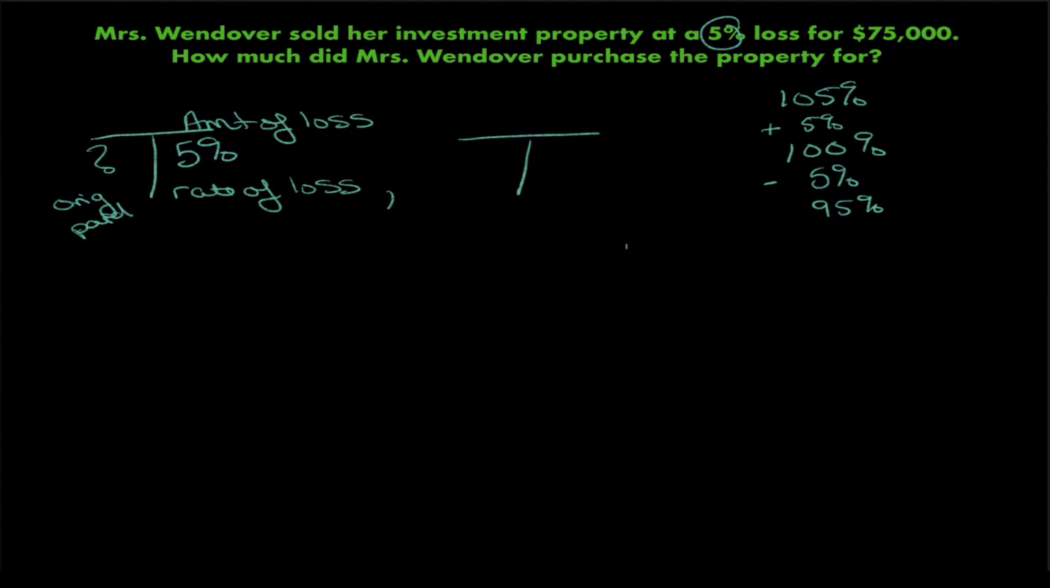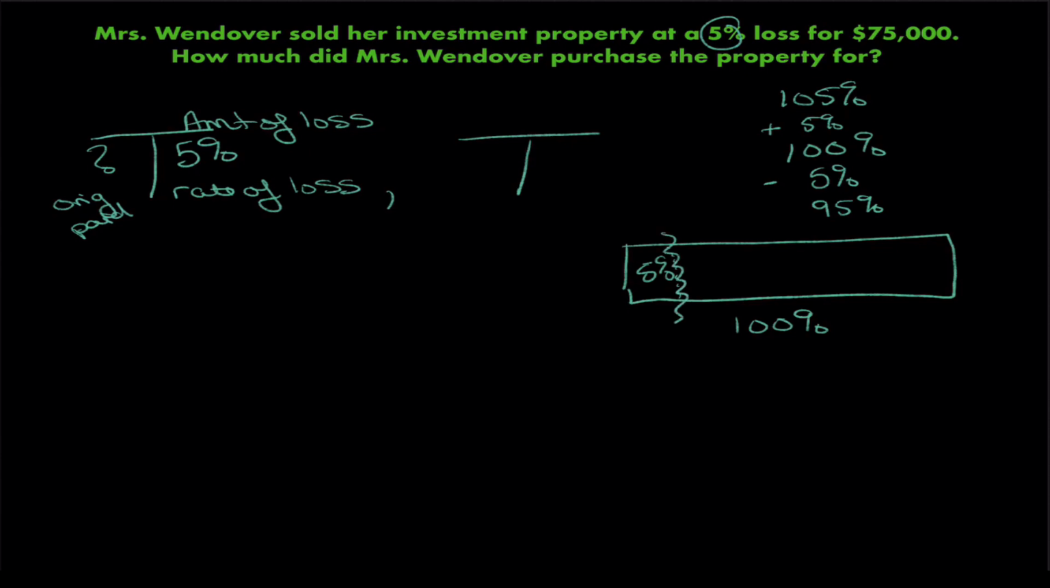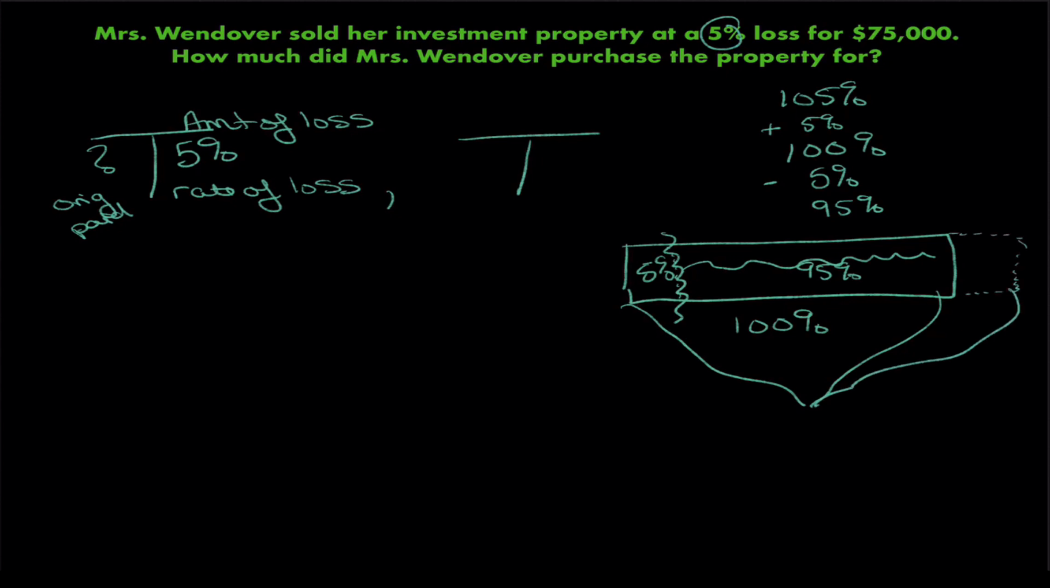Or another way to look at this is if this is your 100%, then we could either take 5% off and it's no more, and this means all of this would be 95%. Or we could say, hey, we have this original 100% and we're going to add 5% more, and that would give us 105%. In this case, Mrs. Wendover sold her property at a loss. So we're going to take away that 5% from our 100, meaning we're going to use this 95%.